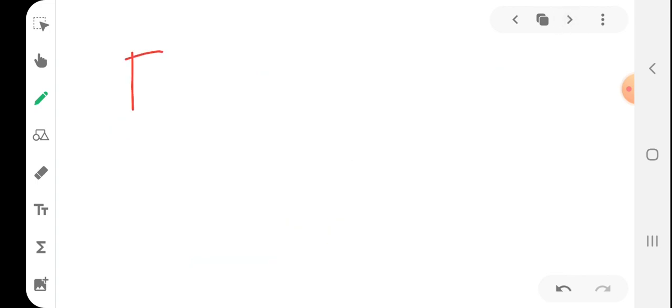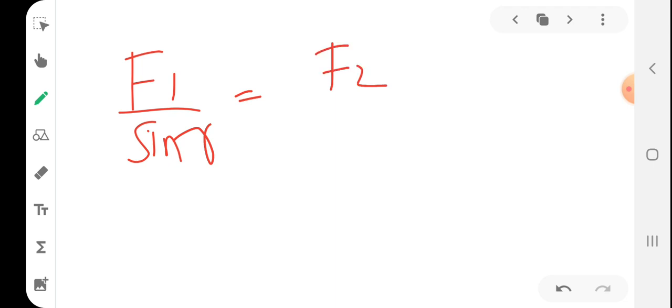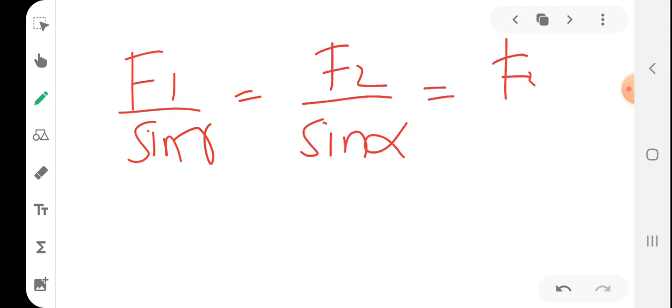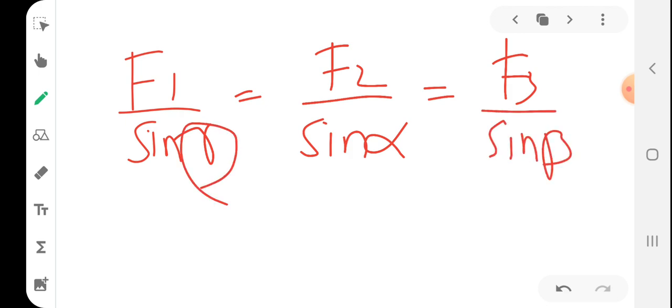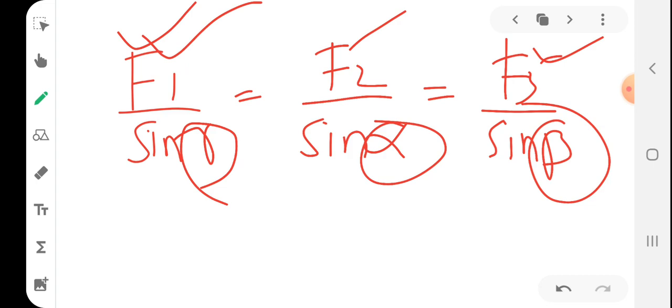From this you can write that F1 by sine gamma is equal to F2 by sine alpha is equal to F3 by sine beta. Gamma is nothing but the angle between F2 and F3. Alpha is the angle between F1 and F3. Beta will be the angle between F1 and F2. That is how Lami's theorem is defined.